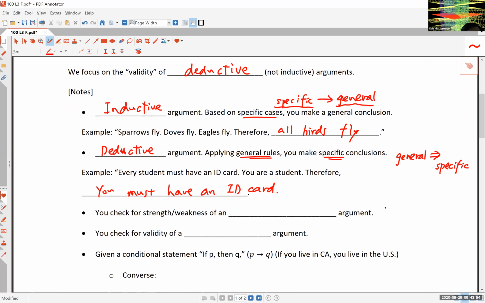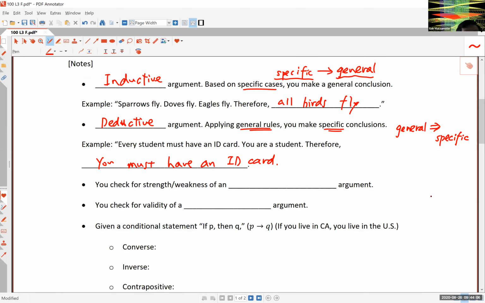You may say, what happens if I'm not a student? You know, if this whole statement is a lie? Well, okay, so that's still valid, but it is not sound. And so we'll talk about the difference between a sound argument and a valid argument later.